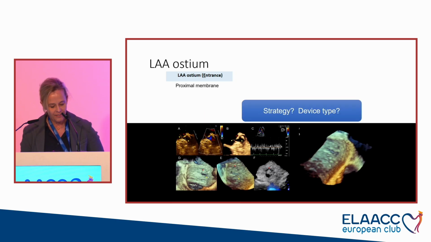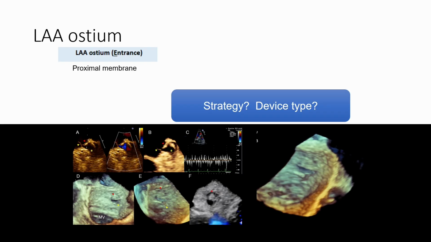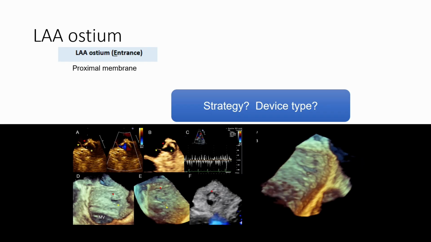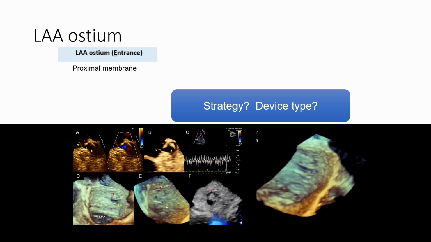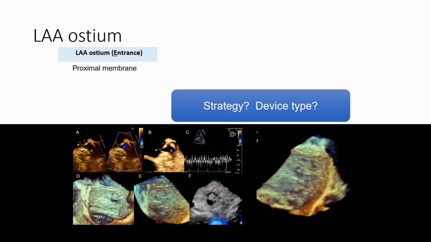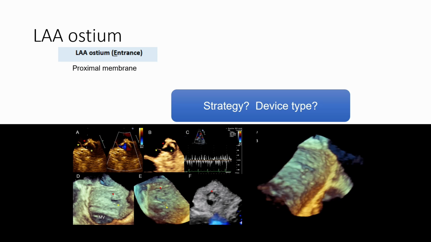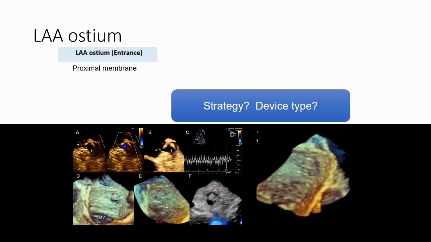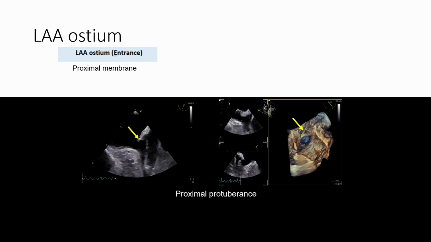The next thing we have to look at is the ostium. We could have cases, for example, with a proximal membrane. It's rare, but it can happen. In this case, for example, the entire orifice is nearly occluded. You could try to implant something below, but you really have to think about how to implant your occluder.